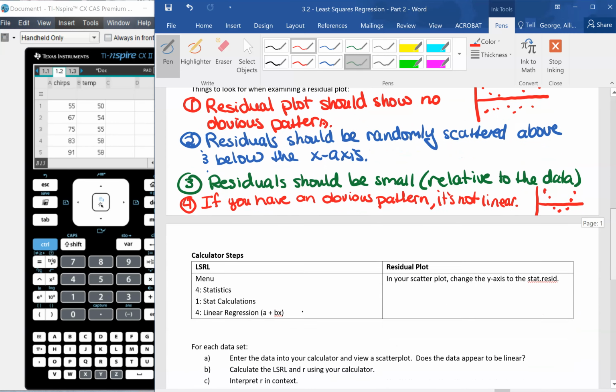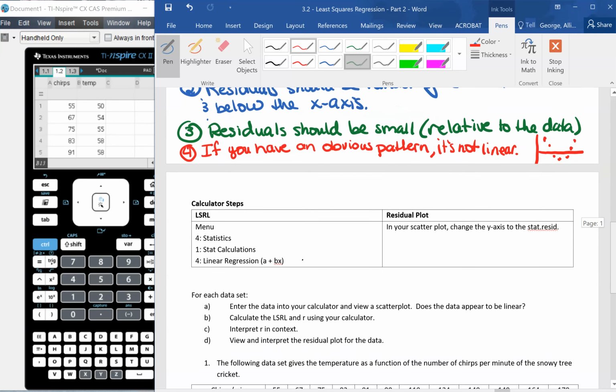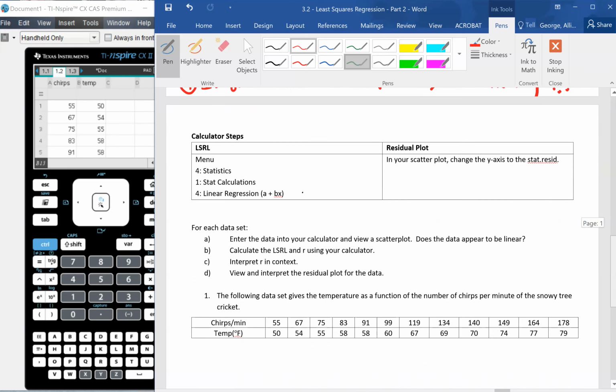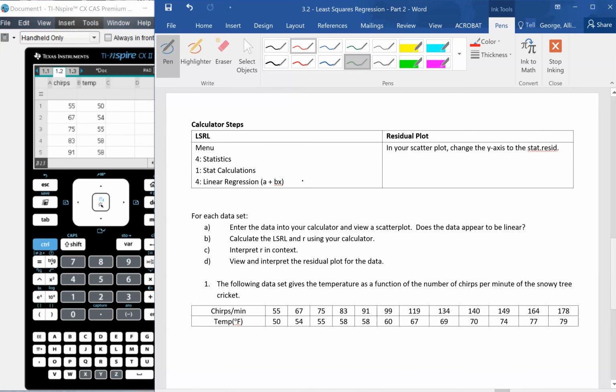So up at the top, I gave you your calculator steps. So the LSRL is our least squares regression line, or just linear regression. All right, and once you have your data in your scatter plot, or in your table, then you can just do menu 4, 1. Usually we've done 4, 1, 1. Now we're going to do 4, 1, 4 to pull up the linear regression. When we're getting to our residual plot, you have to do those steps first. You have to calculate your LSRL, because if you don't have a line, you can't find your residuals for it.